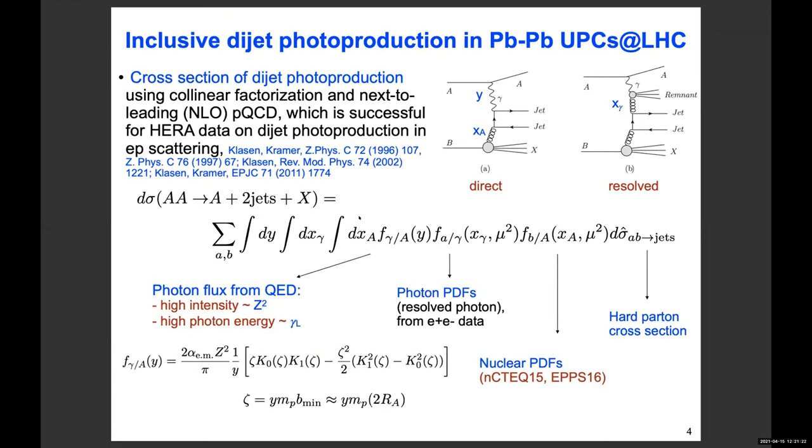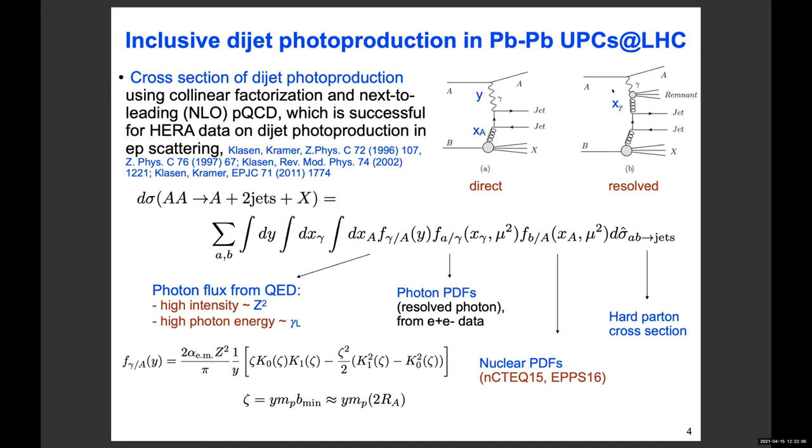We use the framework of collinear factorization and next-to-leading order perturbative QCD, which has been successfully tested in electron-proton scattering at HERA. The results are summarized in these papers led by Klassen and Kramer. Again, I show you two typical contributions, the direct and resolved photon contributions to the cross section of this process, where I also indicate the momentum fractions. y is the momentum fraction carried by the photon. x_A is, as usual, the parton momentum fraction on the nuclear side. And x_γ is the parton momentum fraction in the case of the resolved photon contribution.